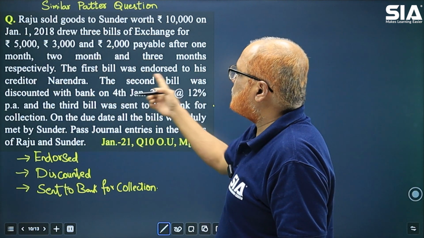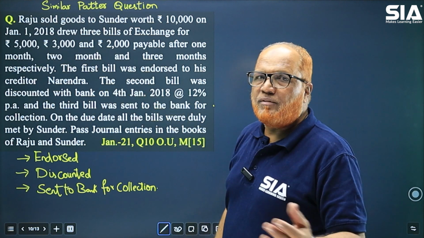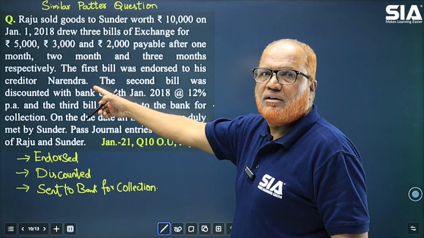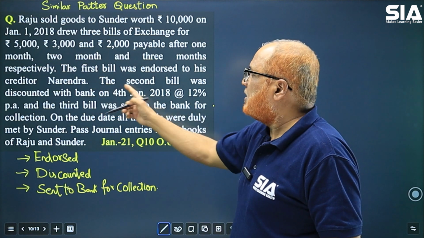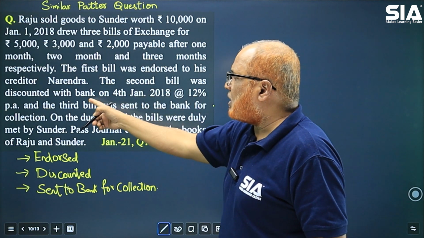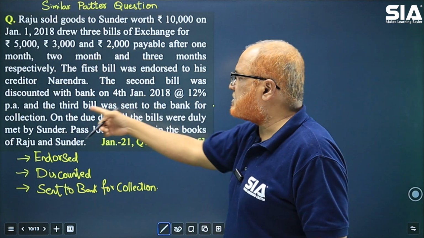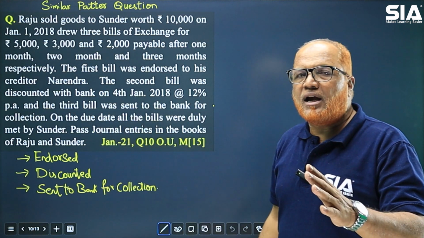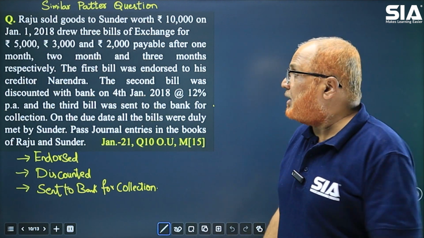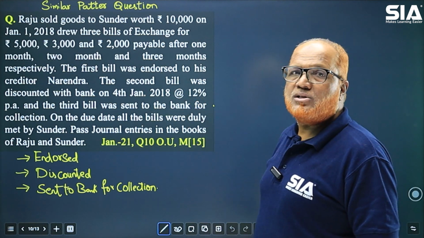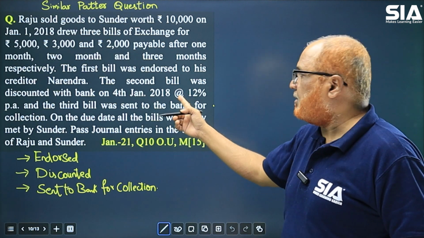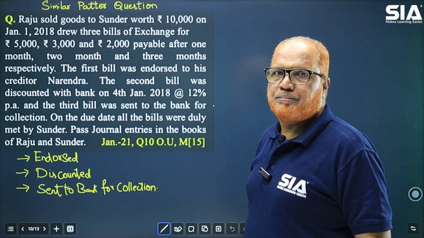The first bill was endorsed to his creditor Narendra. In the previous problem, the second bill was endorsed. Here the first bill is endorsed in favor of Narendra. So Narendra is the endorsee, right? The second bill was discounted with the bank on 4th January 2018 at 12% per annum, just like in the previous problem. But here we have to calculate the discounting charges. In the previous problem, discounting charges were given. Here you have to calculate discounting charges at 12% of the value of the bill, right?